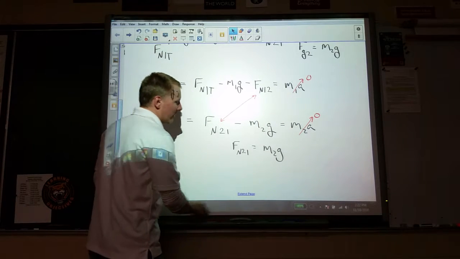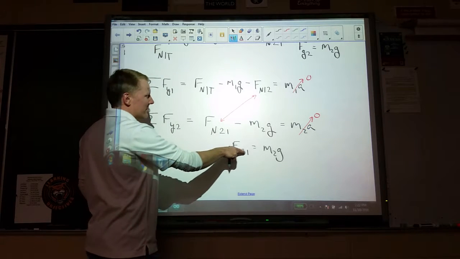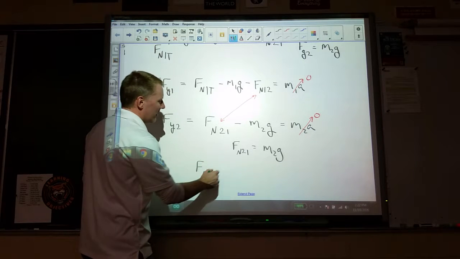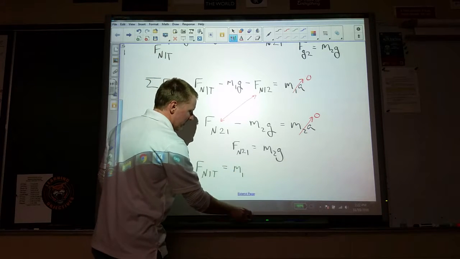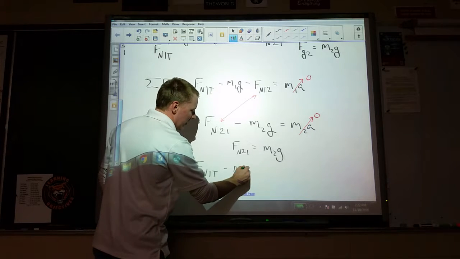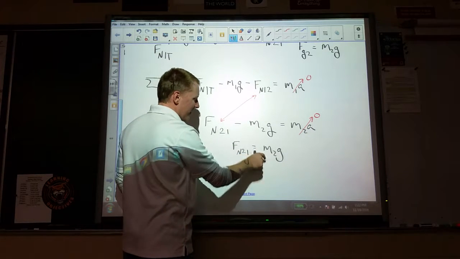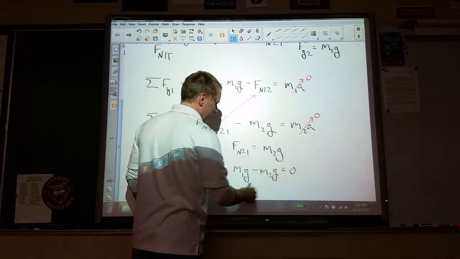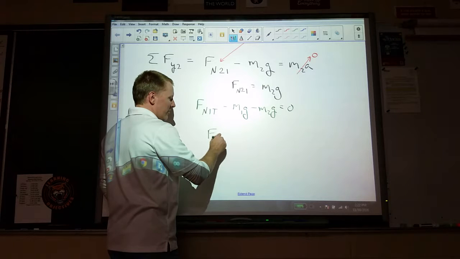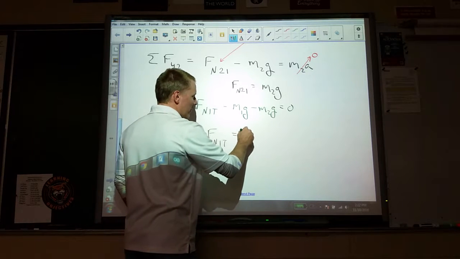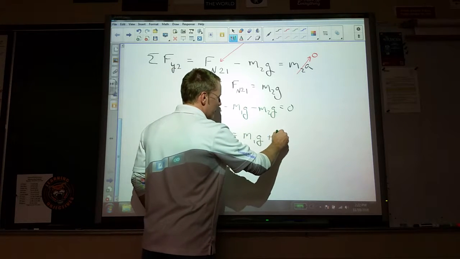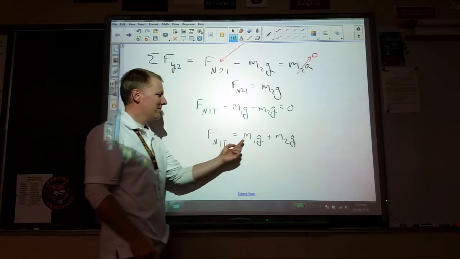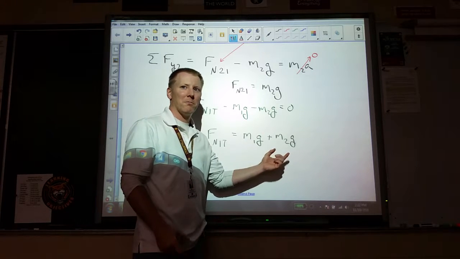And so just to rewrite our first equation, but now with this substitution, the normal force between book 1 and the table must be equal to M1g minus M1g, minus that value, M2g. We know that's equal to 0. Well, what does that mean? Well, it means that the normal force between the table and the book must be equal to both M1g plus M2g. So the amount of force that the table has to push up with has to be equal to the weight of the two books on it.